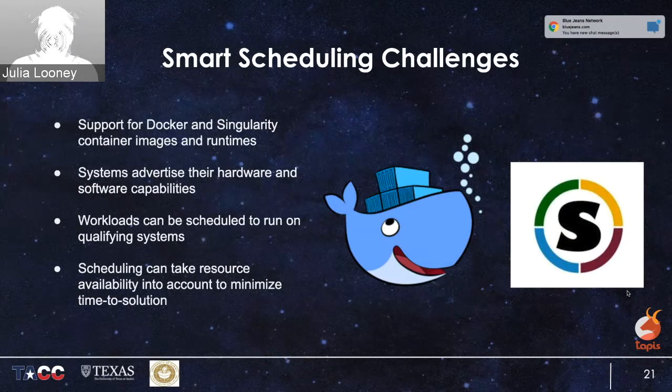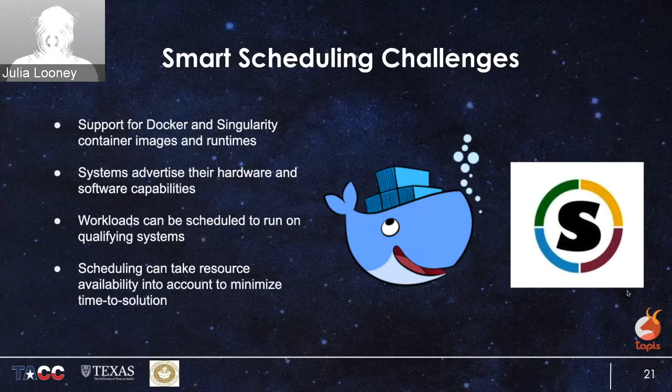The goal is that we can take dynamic resource availability into account to minimize time to solution for any given application. So we'll take into account, for instance, the queue length that is at the moment on a given system, and try to make a smart decision about where to run an app.